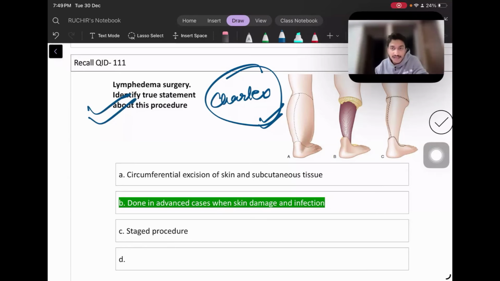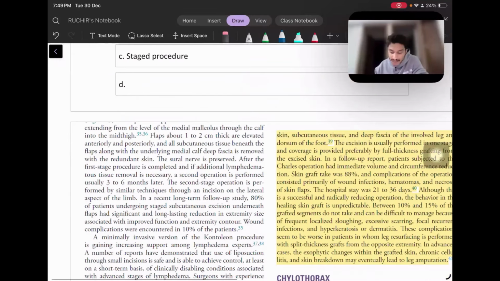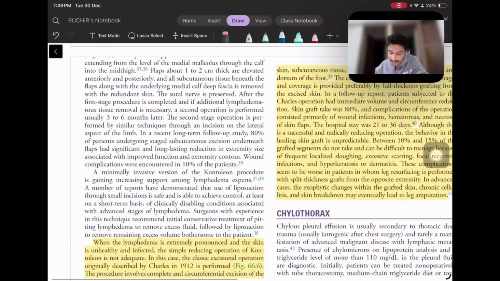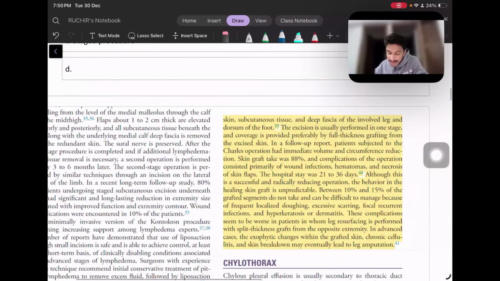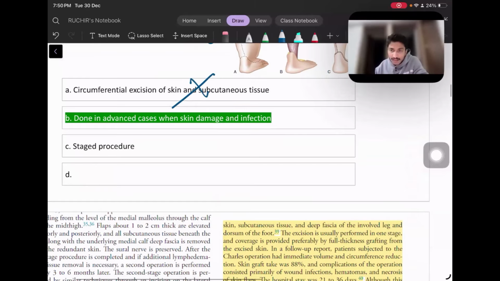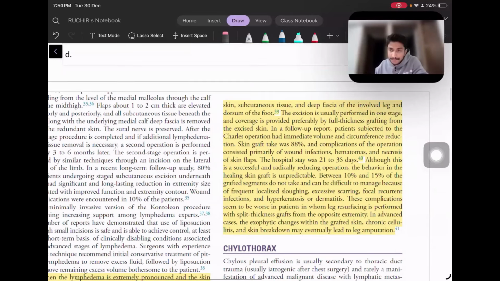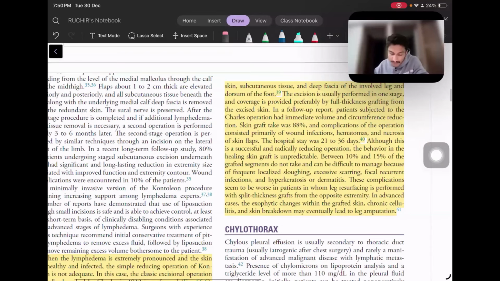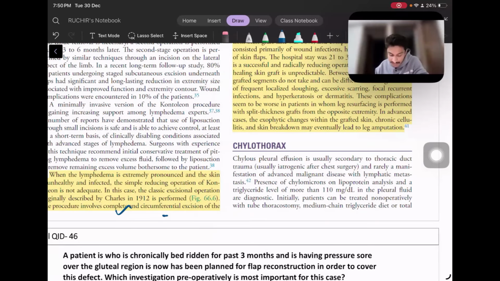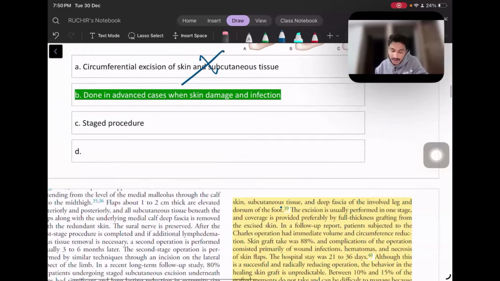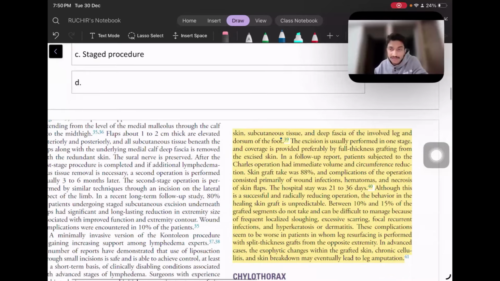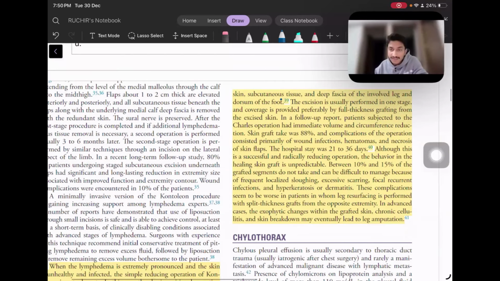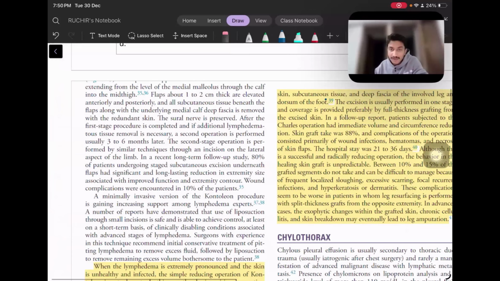So this is directly taken from Sabiston, and in the paragraph they have clearly mentioned all the statements. That includes complete and circumferential excision of the skin and subcutaneous tissue and the deep fascia of the involved leg and dorsum. So A is not correct. If you read from the textbook, it is basically complete and circumferential excision of skin, subcutaneous tissue and deep fascia of the involved leg and the dorsum of foot. They have not mentioned deep fascia. I think that is what you guys have given me in the recall. Deep fascia is not mentioned. So they have taken the lines from the textbook, and here A is incorrect.